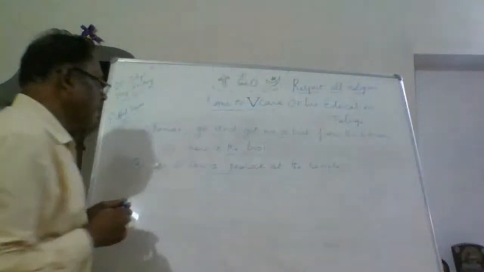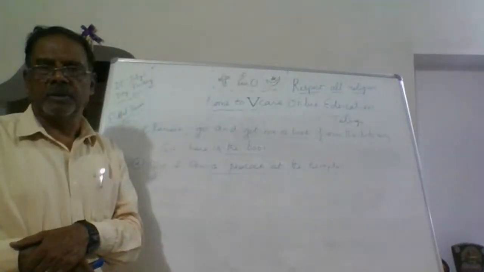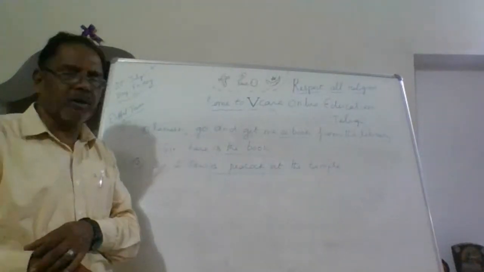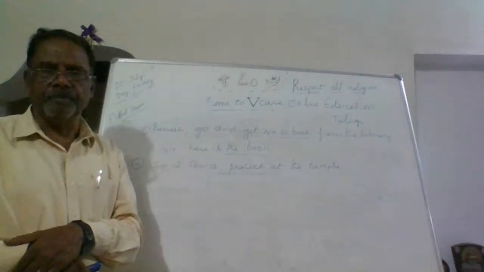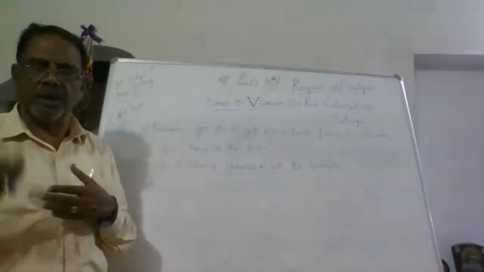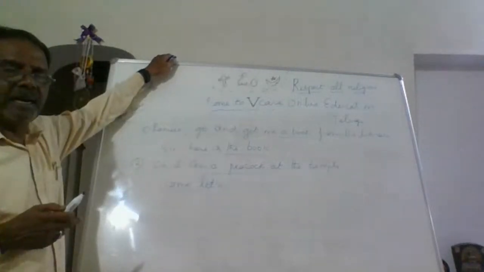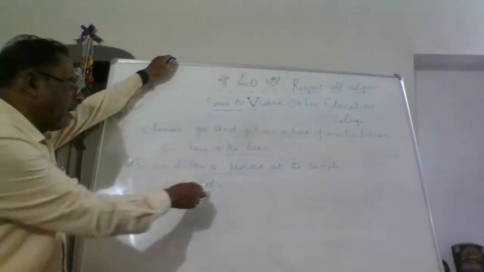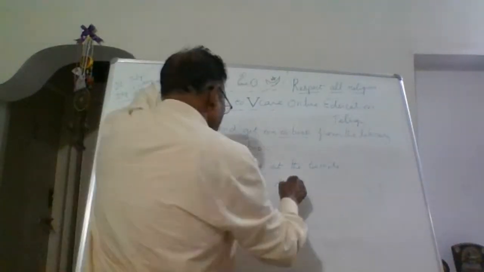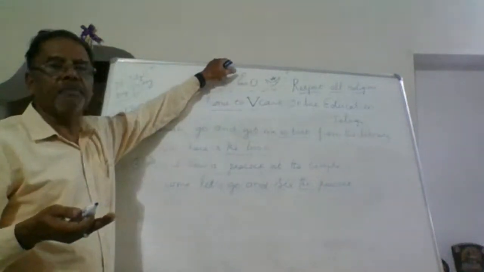He will say, sir, I saw a peacock at the temple. A peacock at the temple has come for the first time. Earlier there was no peacock in the temple. Go and see, come, let's go and see. This is the contracted form of let us, with an apostrophe here. Let's go and see, converted to the peacock. He'll say, come, let's go and see the peacock.